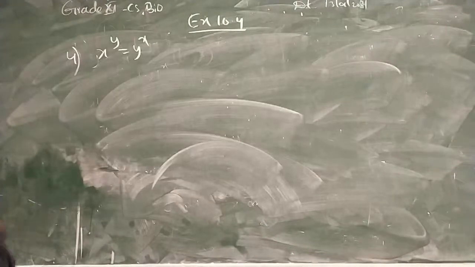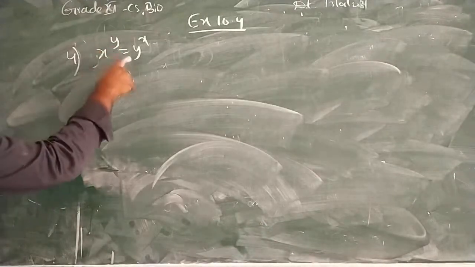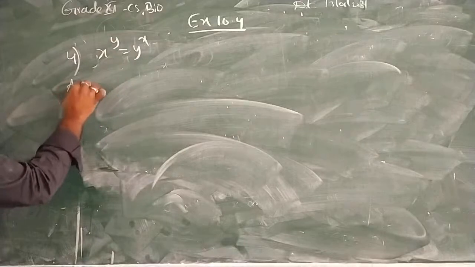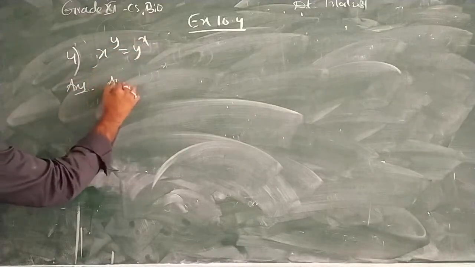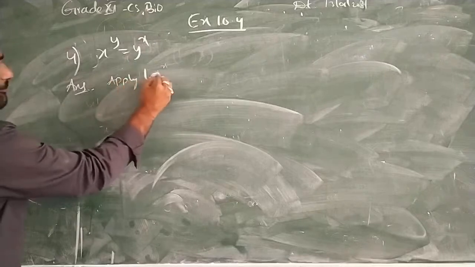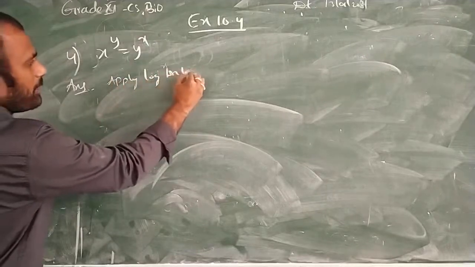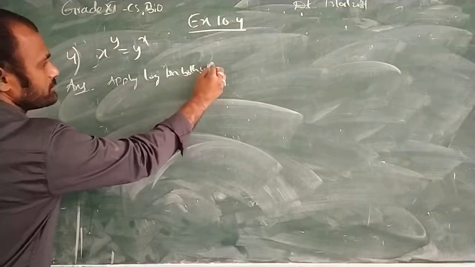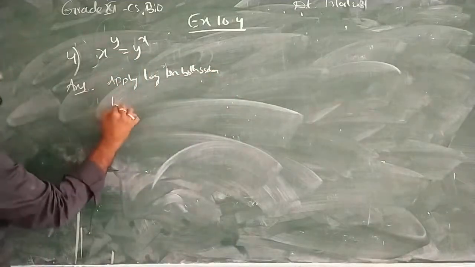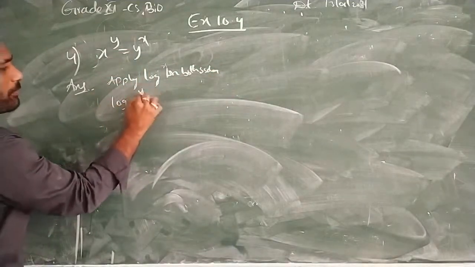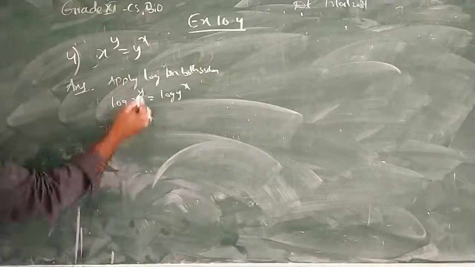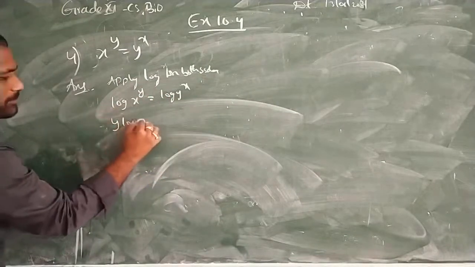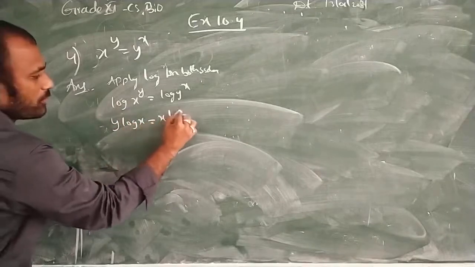Let us see the fourth question. x to the power of y is equal to y to the power of x. Let us apply log on both sides. If I apply log on both sides, it will be log x to the power of y is equal to log y to the power of x. So y log x equals x log y.